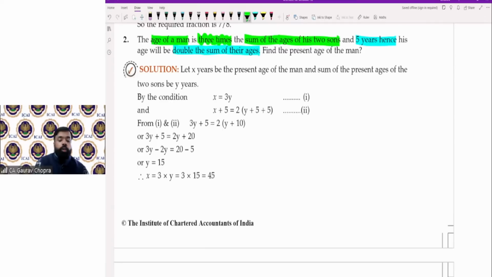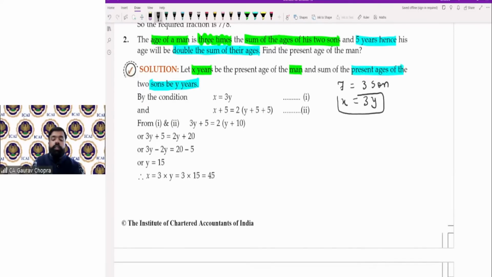So let us assume the age of man be x years. Age of man is x years, and present age of son be y years. Son की age को assume किया हमने y. So according to the first condition, age of father is 3 times of age of son. So it will become x is equal to 3y. This is the first equation.